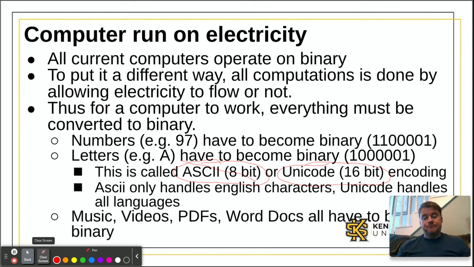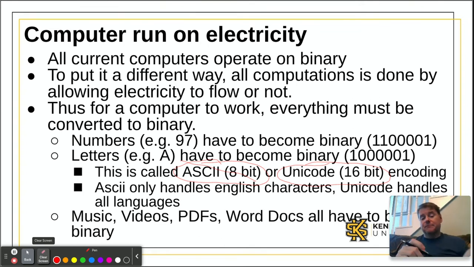including all of the characters that are used in all the different languages. So ASCII was pretty much for English, Unicode is for everybody, and today most encoding of letters is done via Unicode.